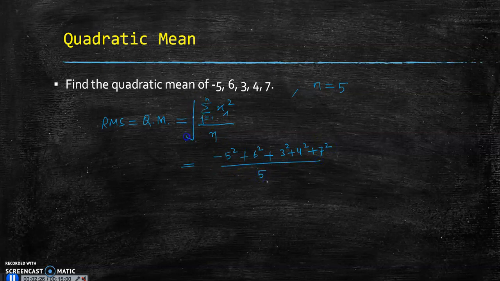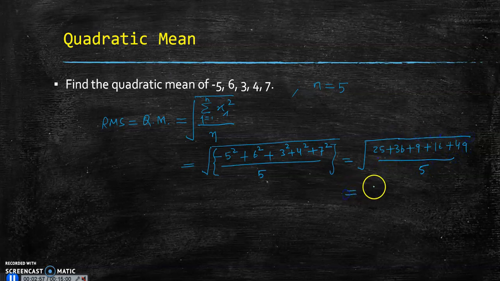Oh, I forgot one thing. There was a square root also. So this whole thing needs to be square rooted. So when we figure it out, if I square them, it's going to go something like this. It's going to be 25 plus 36 plus 9 plus 16 plus 49, and then divided by 5. So I further solve it, it's going to be the square root of 135 divided by 5. That gives me the square root of 27, and that comes out to be 5.9.